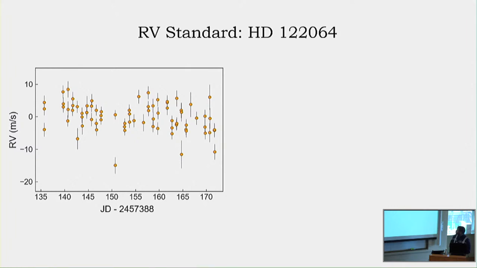So what you're seeing here is Minerva data for an RV standard star, HD122064. By RV standard, I basically mean that it's not variable in any way. It's not a variable star. It doesn't have an exoplanet affecting its radial velocity motion. It's not a magnetically active star that could potentially affect the radial velocity as well. So if it's an RV standard star, which it is, the data from our spectrograph should be constant.